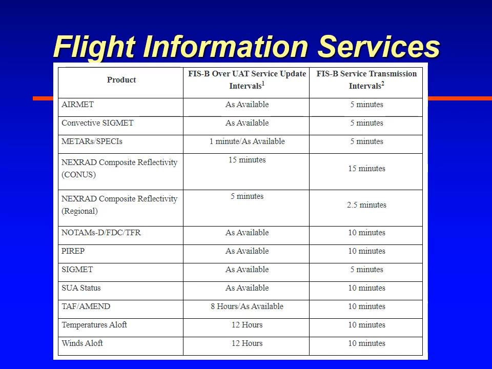Here is a chart. This is straight from the Aeronautical Information Manual. Actually, it's not a chart, it's a table. And it has all of the update intervals and also transmission intervals. So update intervals are how often the information comes from the service provider, and transmission is, of course, how often it's transmitted by the ground-based transmitters.